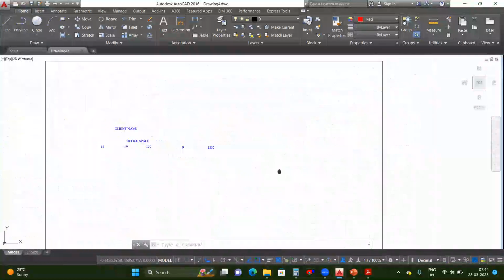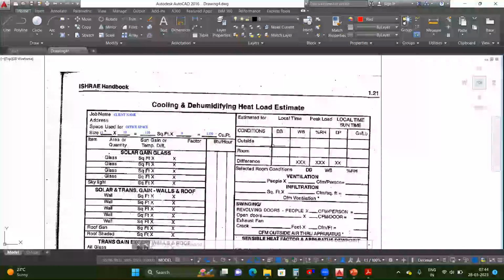This is nothing but the same as what we have done in psychrometric calculation. So the same thing we need to do here. For this we require two values, right? For the two values we are going and taking from the ISHRAE handbook.